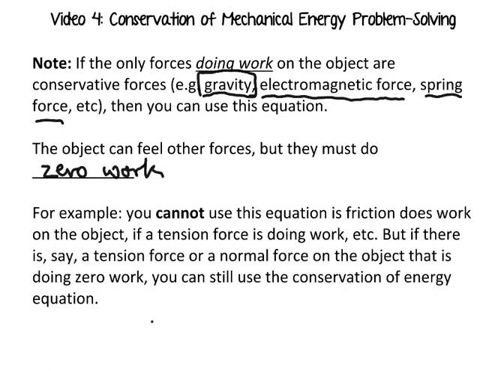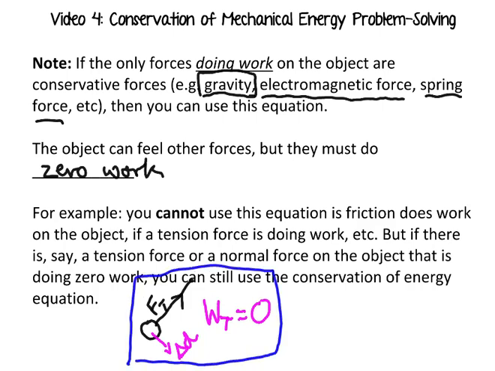So here's an example, say, of a tension force that does no work. Let's say you have a pendulum. The tension force would be this way, but the displacement of that pendulum would be this way. That's 90 degrees to the tension force. So here, WT would be 0. The tension force is going to do no work. So in this situation, you could use the conservation of energy equation.